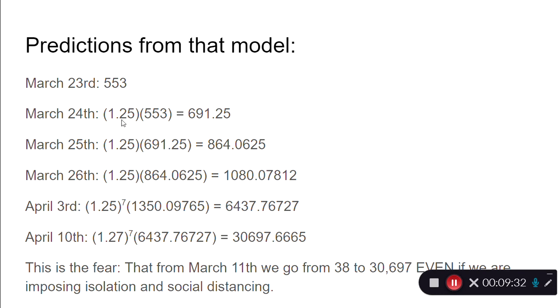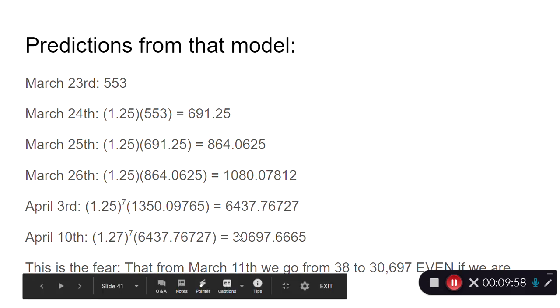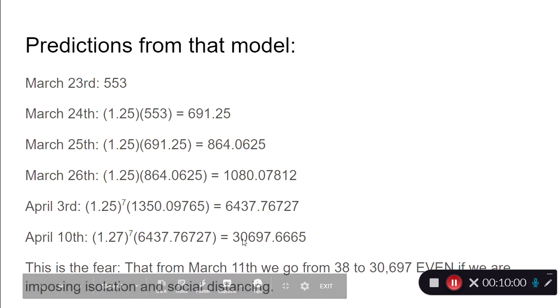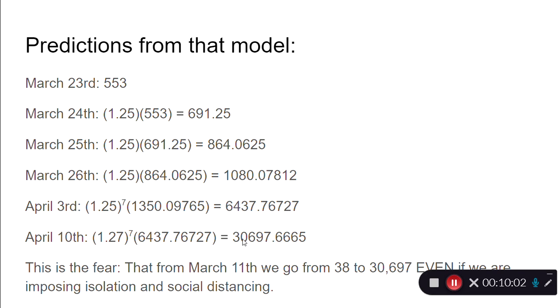Now, based off that growth factor, 1.25, we can expect in the United States on the 24th, so I don't have the number for today, but I can expect 691 today. Wednesday's the first day of classes, 864. Thursday is the day after the first day of classes, 1,000. April 3rd, 6,000. April 10th, 30,000. Let's hope it's not that much.